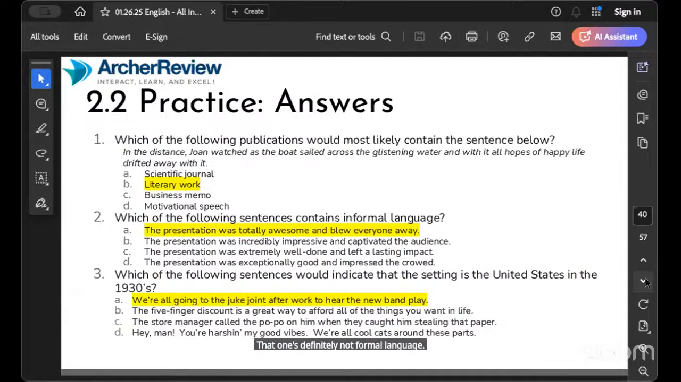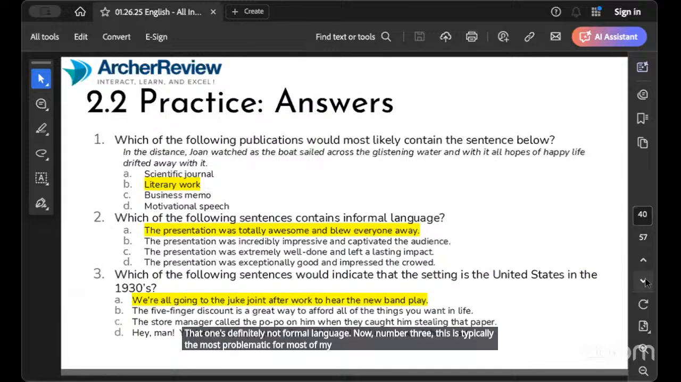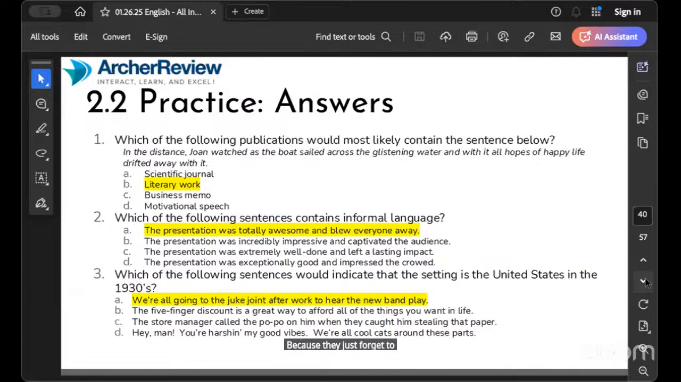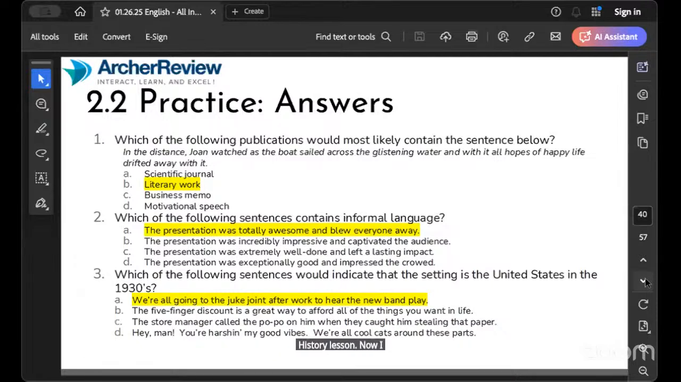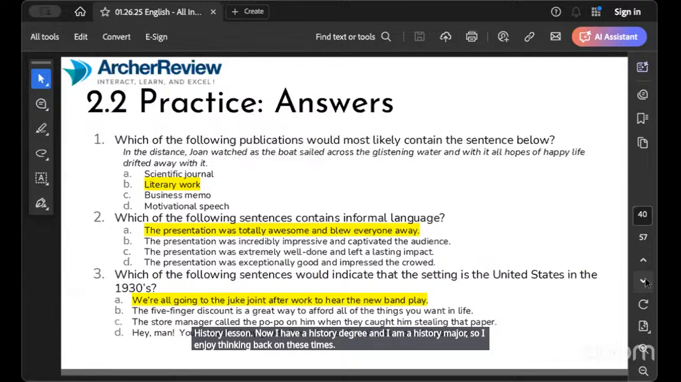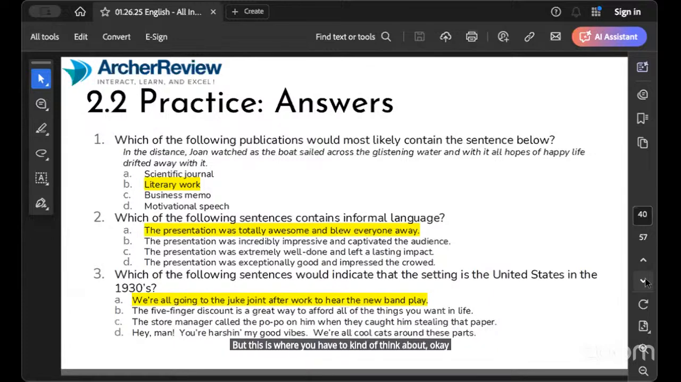Now, number 3, this is typically the most problematic for most of my students that I work with, because they just forget to think about and study the different times and the slang that's used during different times. So let's go through and just kind of highlight. So A, and this is a little tip if you struggled with this one. I like to think about history lesson. Now I have a history degree and I am a history major, so I enjoy thinking back on these times. But this is where you have to think about, okay, what was happening during these periods.